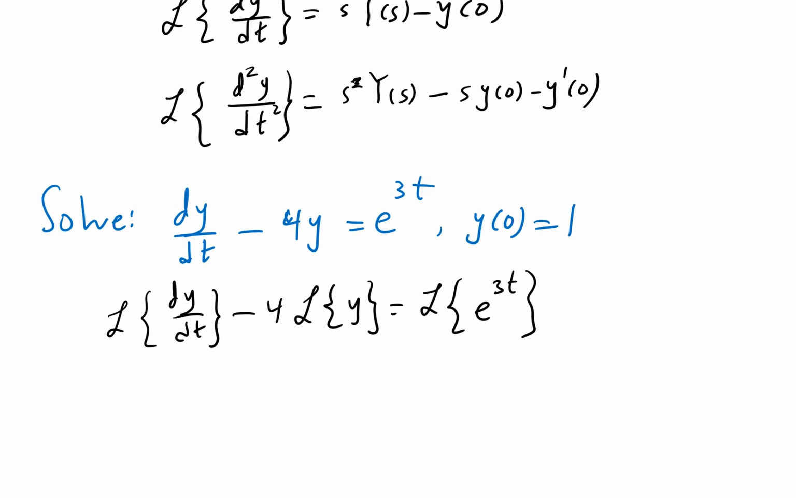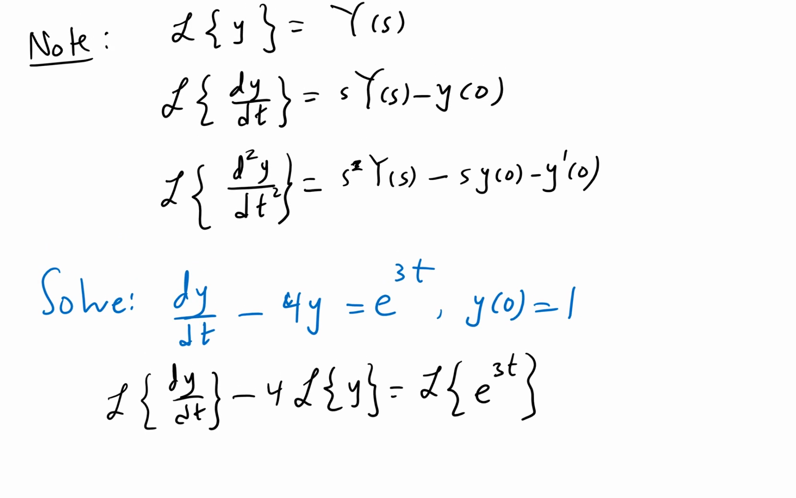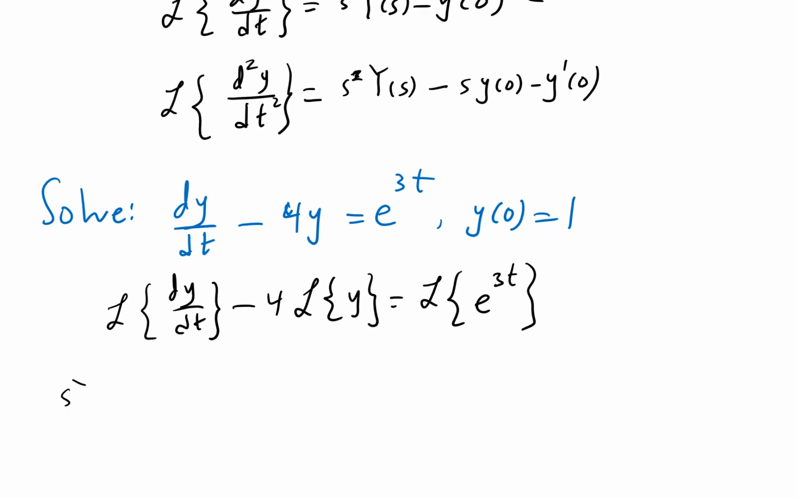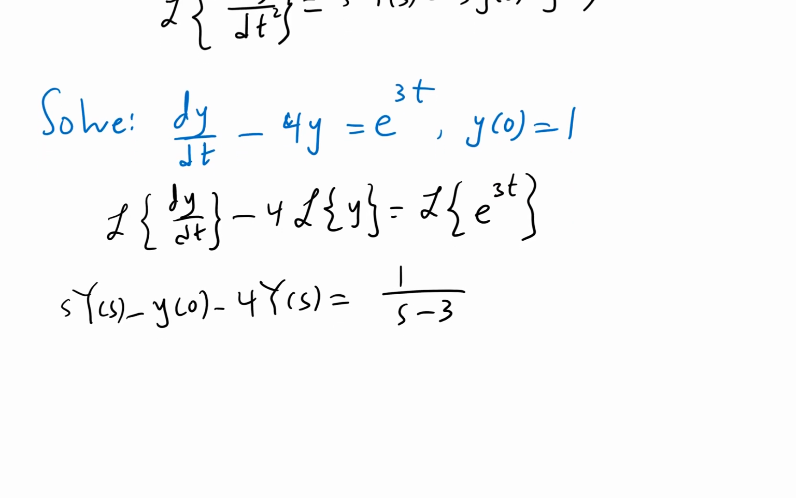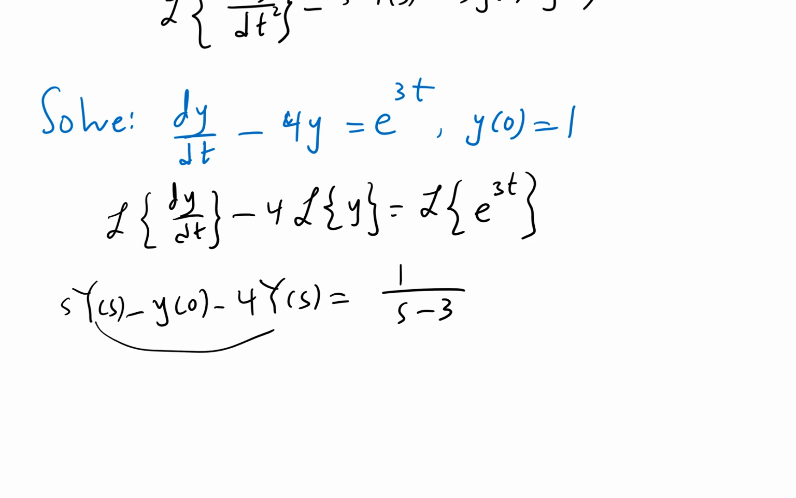So what do we get here? Remember, the Laplace of dy dt, it's over there. It's s capital Y of s minus y of 0, minus 4 times the Laplace of y, which is capital Y of s, equals 1 over s minus 3. Then we can take these two together and factor capital Y of s. And we know y of 0 is given as 1, so minus 1 equals 1 over s minus 3.